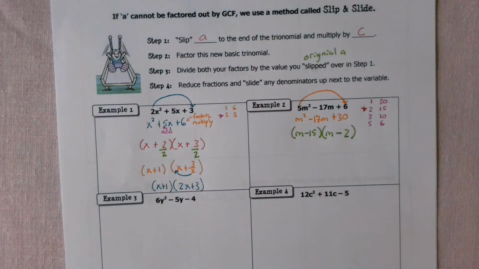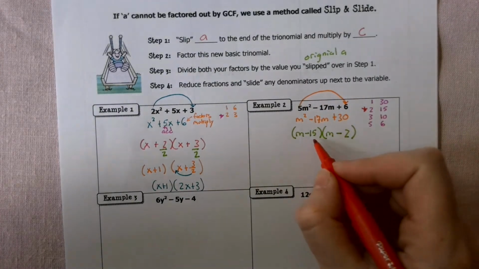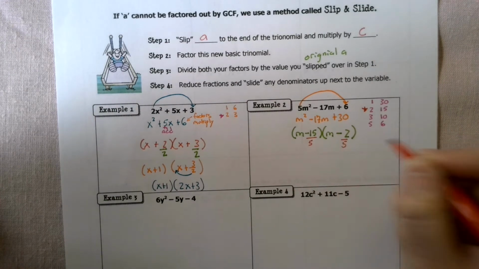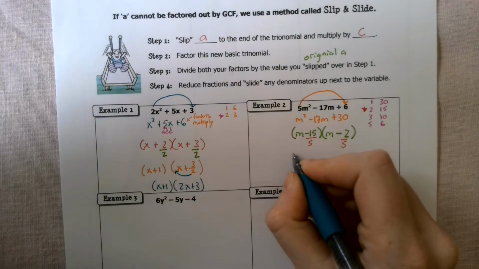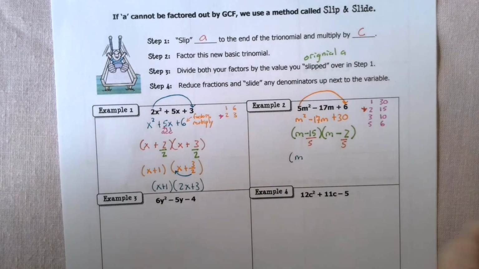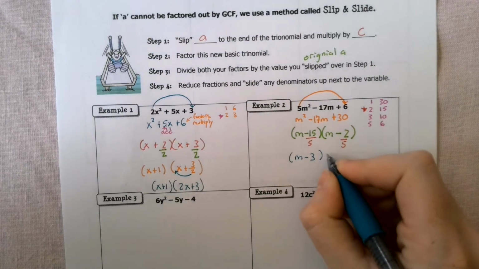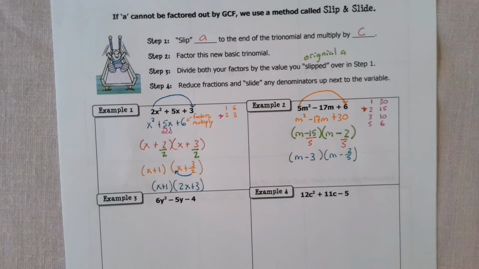Alrighty? And so now we need to divide our factors by the value that we slipped in our very first step. So we need to divide both of these by 5. Alrighty. So now we need to reduce our fractions. So 15 divided by 5 is going to give us 3. And then 2/5 does not simplify. So we're going to leave that.